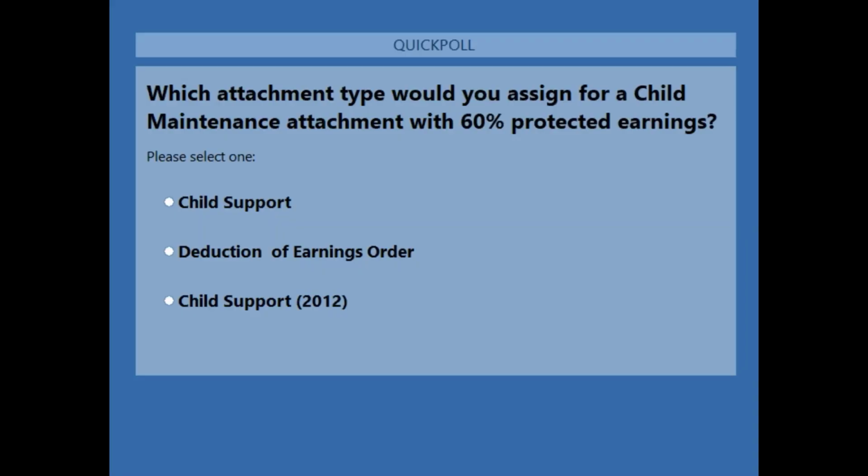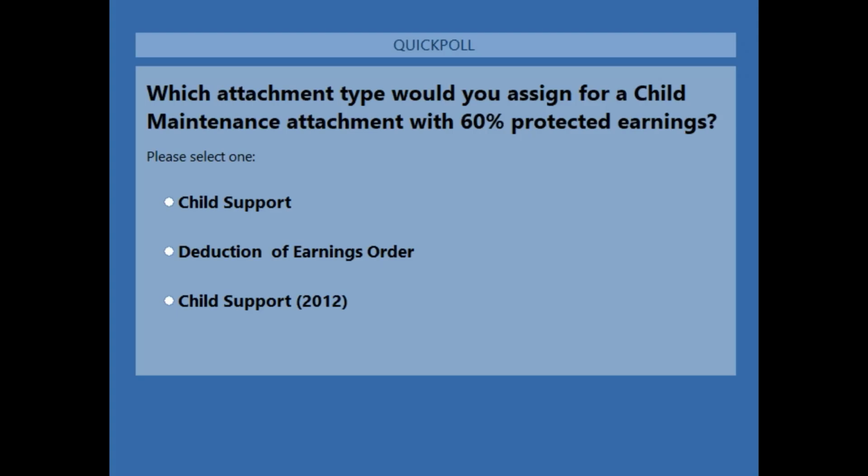Let me launch that. Which attachment type would you assign for a child maintenance attachment with 60% protected earnings? I did try to hint at this one a few times throughout the session, so hopefully you kind of clocked onto that. So is it child support, deductions of earnings orders, or child support 2012?